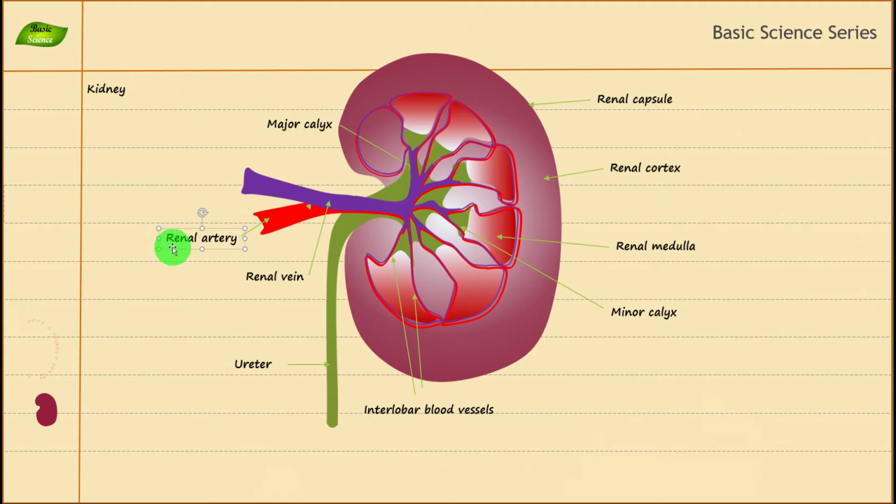So let's discuss the first one, renal artery. The role of this particular vessel is to basically provide the blood to kidney, and renal vein will take the blood out from the kidney. And what is the role of ureter? Its role is to basically carry the urine to the bladder. And then we have also discussed the interlobular blood vessels. And what are these? They are basically the vessels of the renal circulation.